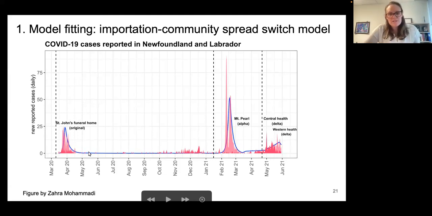So then after that outbreak dies off, we're fitting mostly just an importation model until we know we have a community outbreak in February. So we allow for the community spread model to have an initial condition such that we have 1 infected individual. And we do the same thing. So we switch between the importation model and the community spread model being active.